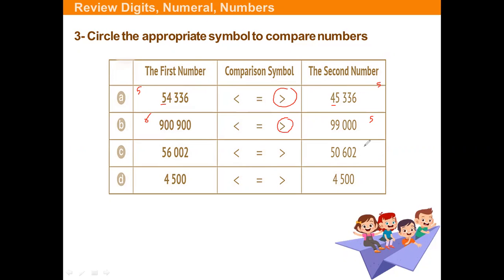Here we have a 5 and here we have a 5. So I will start to see, we have 5 here and we have 5. We have 6 and we have 0. So 6 is greater. What about the last one? It's 4,500. So it's equal.